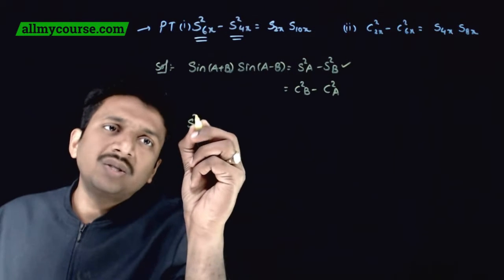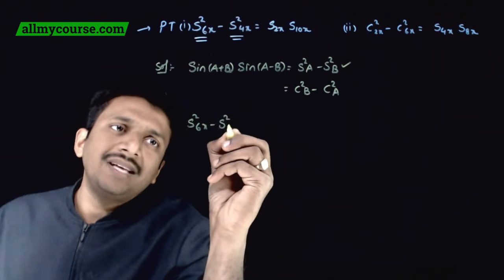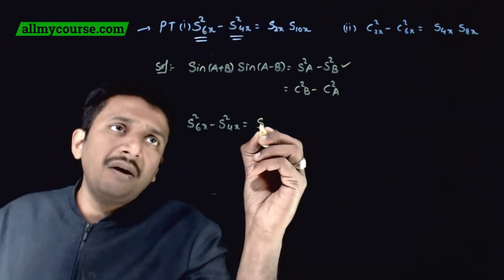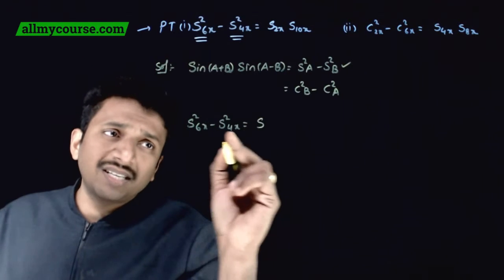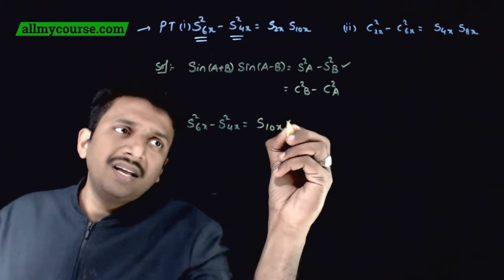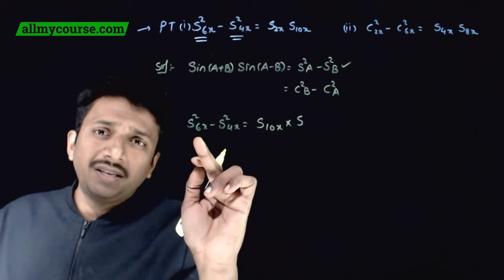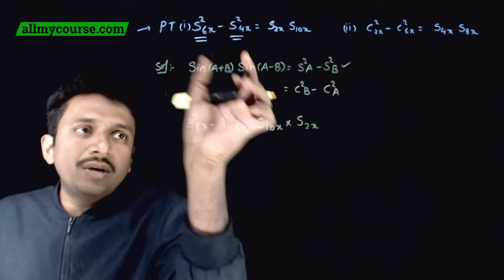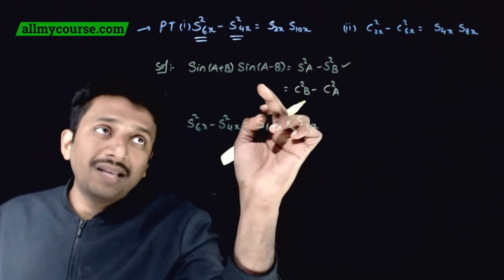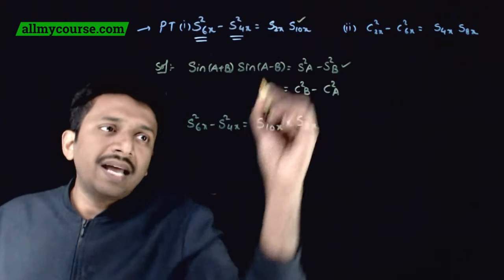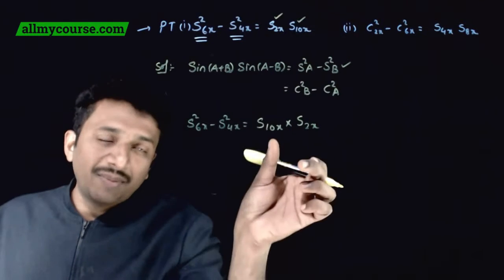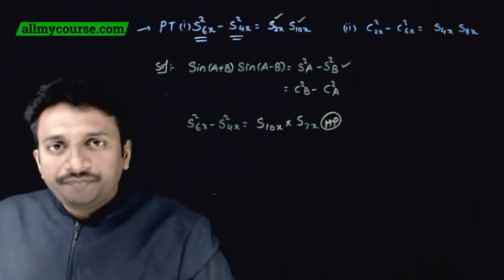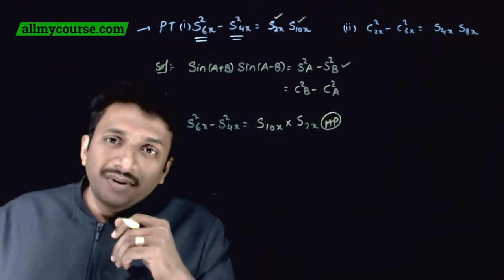So what is sine square 6x minus sine square 4x? By this formula, this will be equal to sine of (A plus B), 6x plus 4x, 10x into sine of (A minus B), 6x minus 4x is 2x. So sine square 6x minus sine square 4x by this formula will be equal to sine 10x into sine 2x, which is same as sine 2x into sine 10x. Hence, proved. Next, let us go for the next question.